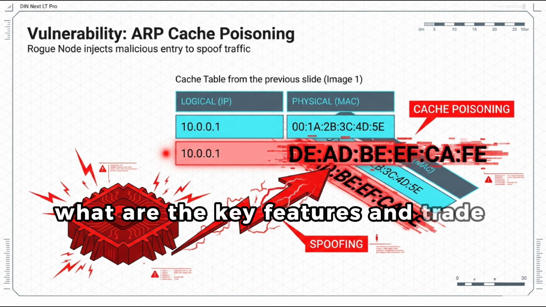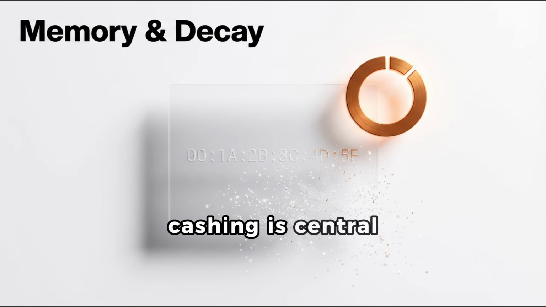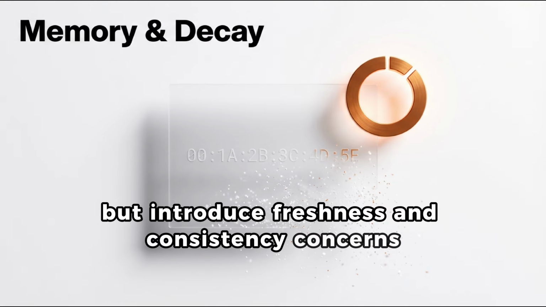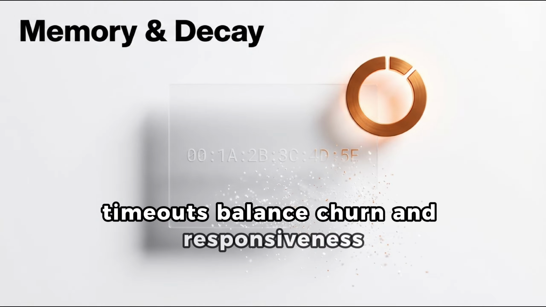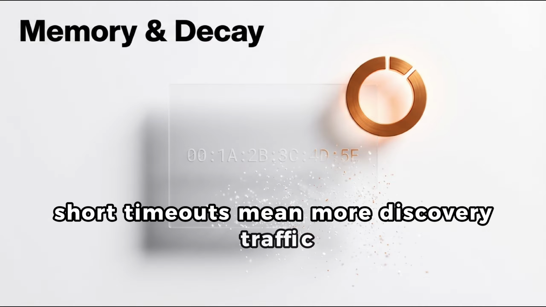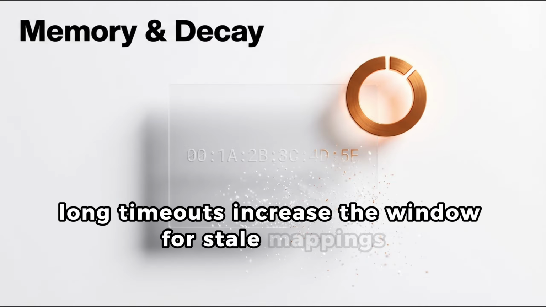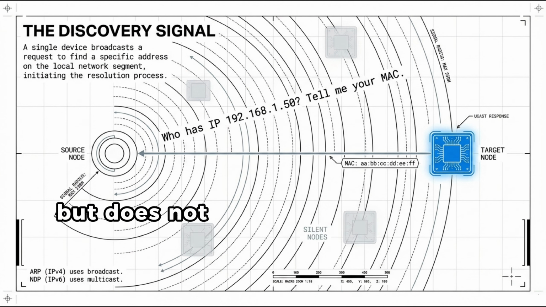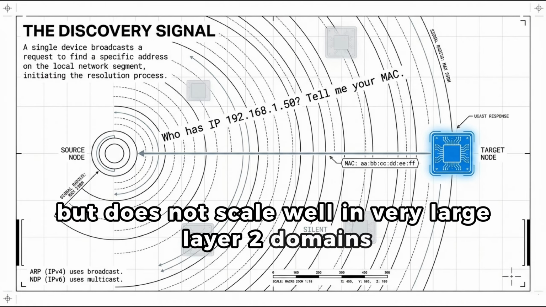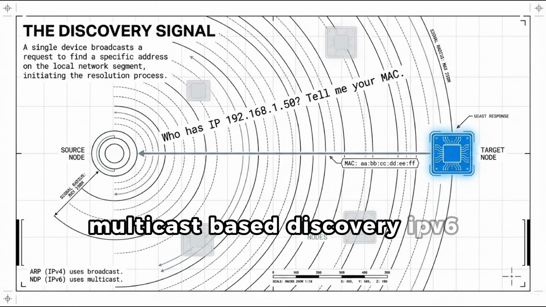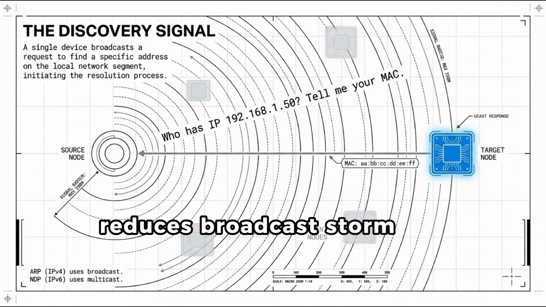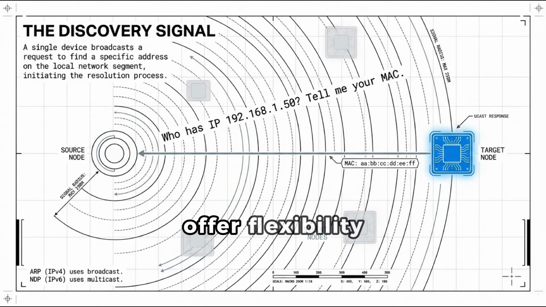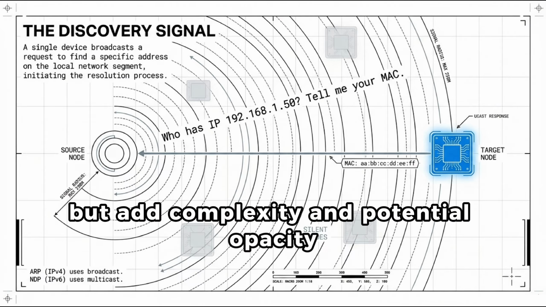What are the key features and trade-offs of address resolution? Caching is central. Caches reduce discovery overhead, but introduce freshness and consistency concerns. Timeouts balance churn and responsiveness. Short timeouts mean more discovery traffic. Long timeouts increase the window for stale mappings. Broadcast-based discovery is simple and widely compatible but does not scale well in very large Layer 2 domains. Multicast-based discovery, in IPv6, reduces broadcast storm risk but still depends on local reachability. Proxying and overlays offer flexibility but add complexity and potential opacity in troubleshooting.